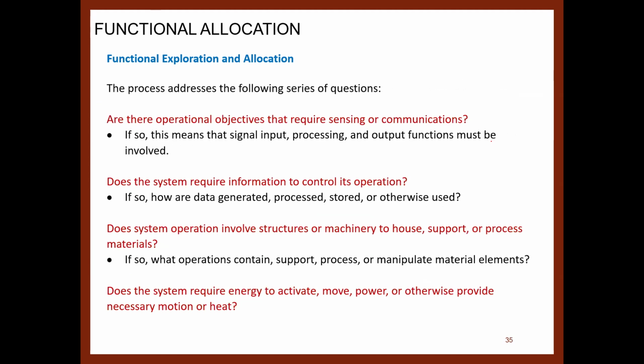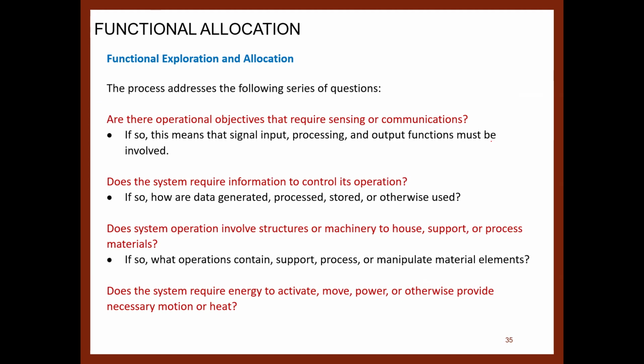The process addresses the following series of questions. Are there operational objectives that require sensing or communications? If so, this means that signal input processing and output functions must be involved. Okay, so this is basically a way for you to identify the functions that your system must perform. So if you go through these questions, you start by looking, is there going to be any sensing and communication? If the answer is yes, then you for sure are going to have some type of function that is going to look at signal input, processing, and output of those signals.